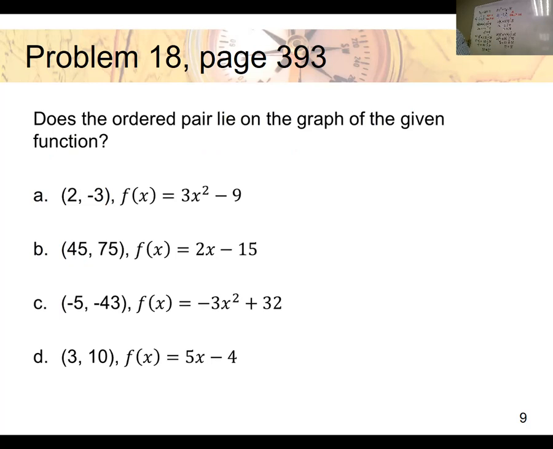All right. Now, in problem number 18, it asks, does the ordered pair lie on the graph of the given function? So here they're giving you the ordered pair and then the corresponding function. So in part A, you have 2, negative 3. We want to know if that ordered pair lies on the graph of the function f of x equal to 3x squared minus 9.